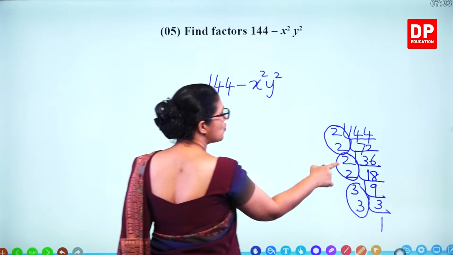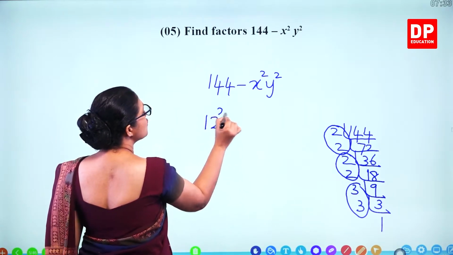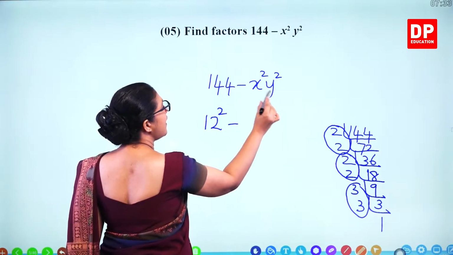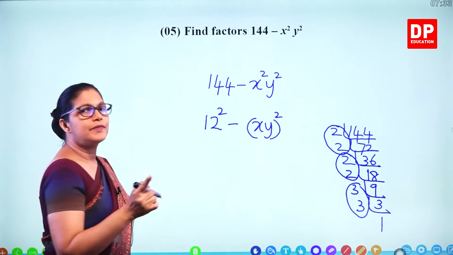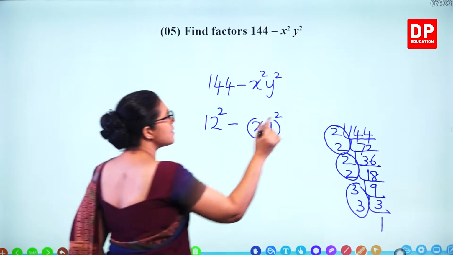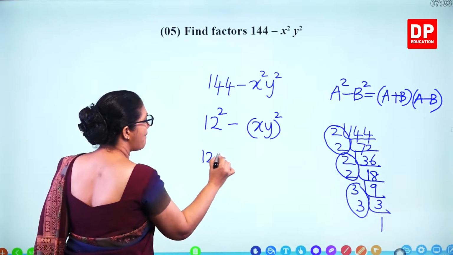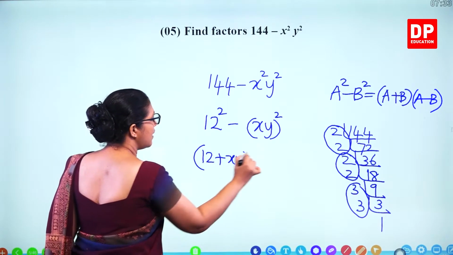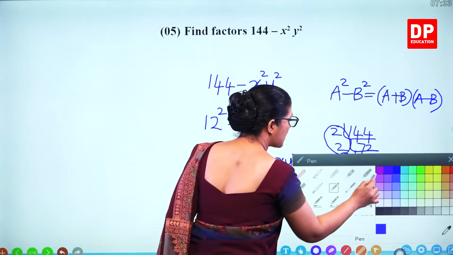So that means 2 times 2, 4, 4 times 3, 12. 12 times 12. So 12 squared minus x squared y squared, I can write as xy whole thing squared. So that's one term. Now apply the difference between 2 square terms. A squared minus b squared is, one factor is positive, other factor is negative. So 12 plus xy and 12 minus xy. 2 marks.